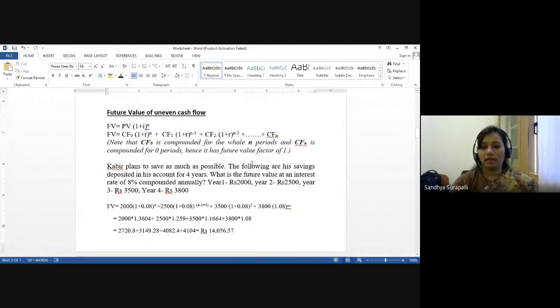So if he's saving every year 2000, 2500, 3500, and 3800, that is compounded annually at 8%. By the end of 4 years, that is in the fifth year, he will have 14,056.57. That is the meaning. Okay.